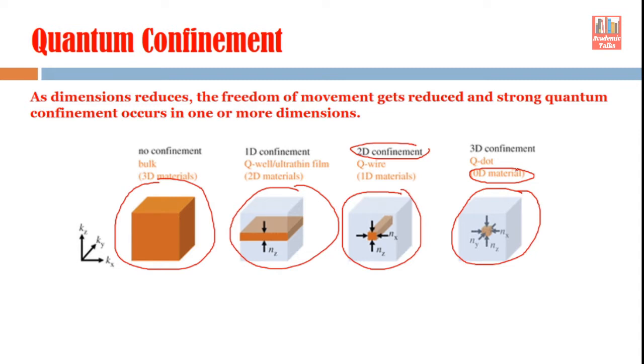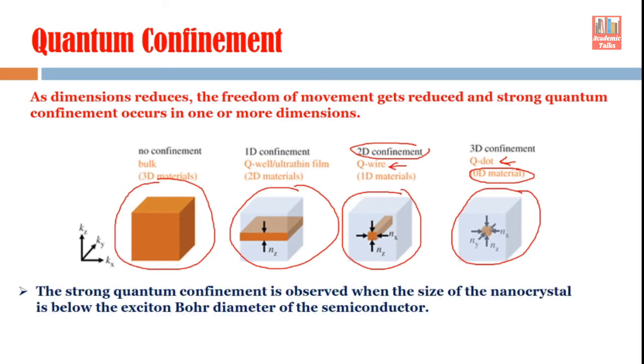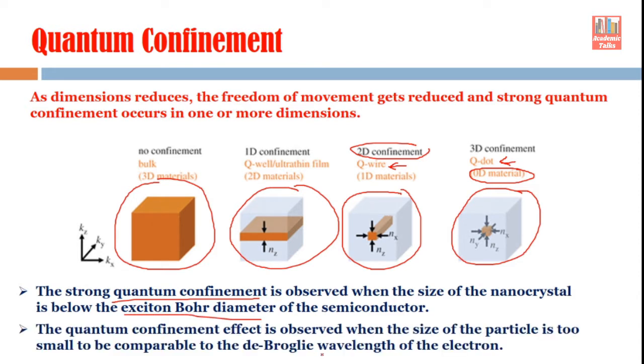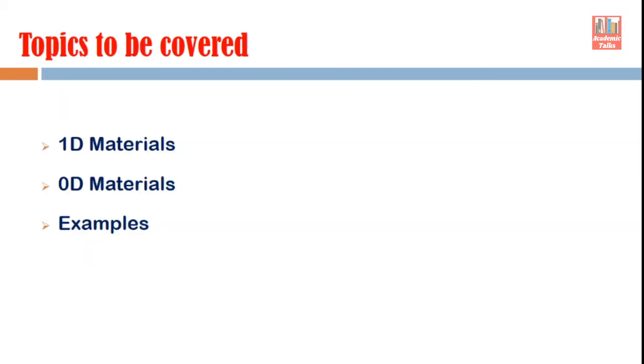So this material is like a dot, and it is also known as a quantum dot, and this is known as a quantum wire because the confinement is in two directions, and in the third direction movement is allowed, and that's why it is called a one dimensional material, because carriers can travel only in one dimension. The concept is repeated here. Strong quantum confinement is observed when the size of the nanocrystal is below the exciton Bohr diameter, and the de Broglie wavelength is also one criterion. So when the size becomes comparable to the de Broglie wavelength, then we start observing quantum confinement.